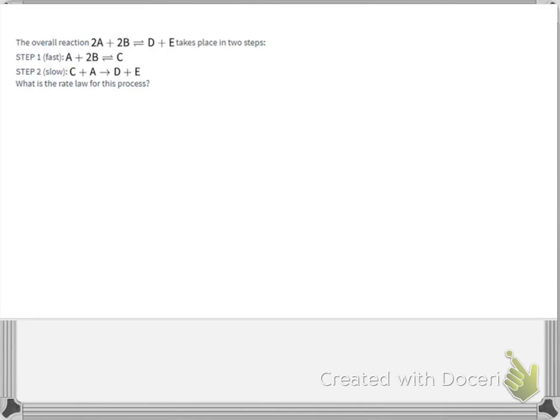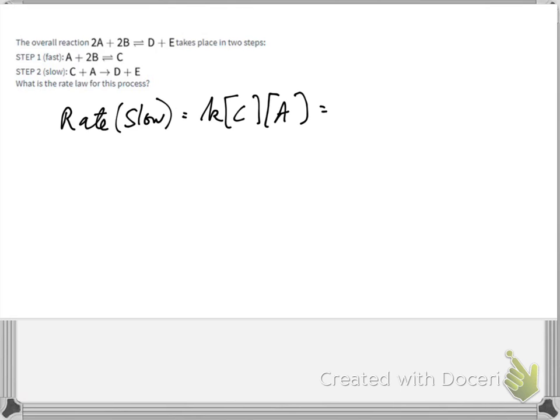Okay. The next question was a fast slow mechanism. So we did some elements of that in the first step. So we always write the rate law as the slow step. That's always the first thing we do. We evaluate the roles of each of the species in the rate law. C is an intermediate. A is an overall reactant.